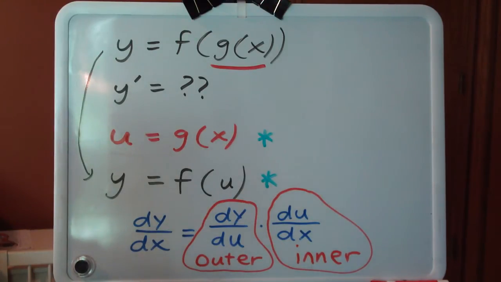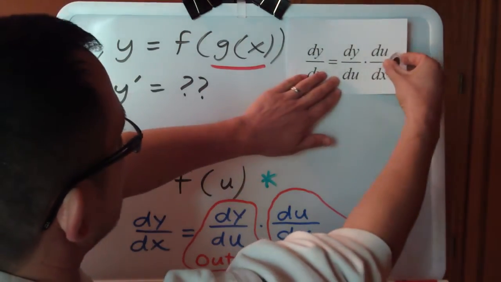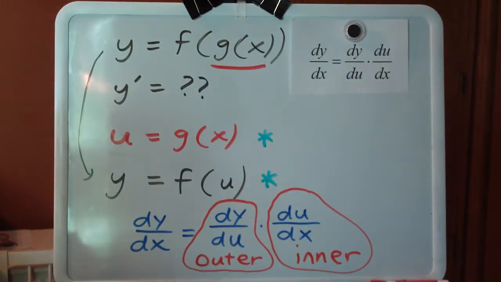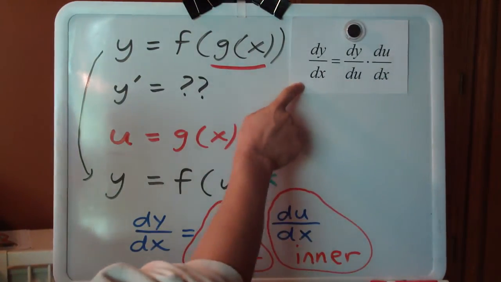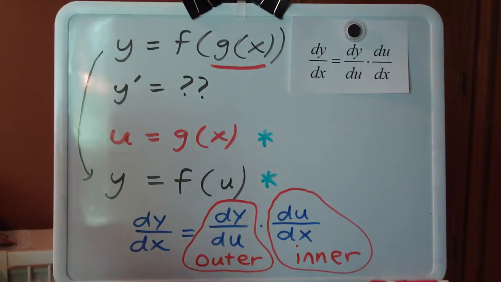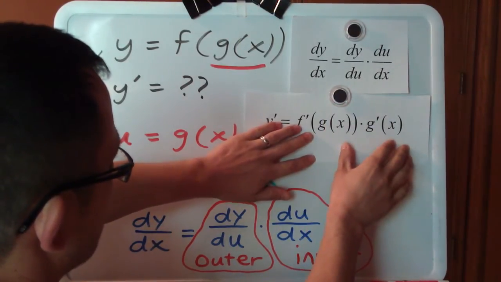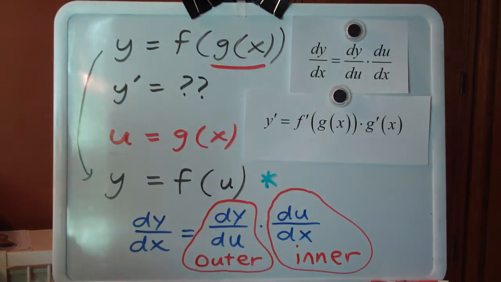Alright, so there are a couple of different ways that you can express this. This is the most natural way here. I'll just put this up here so we can see it. So dy dx equals dy du times du dx. And some people prefer a different way of expressing this. The important thing to understand is it's the same thing.